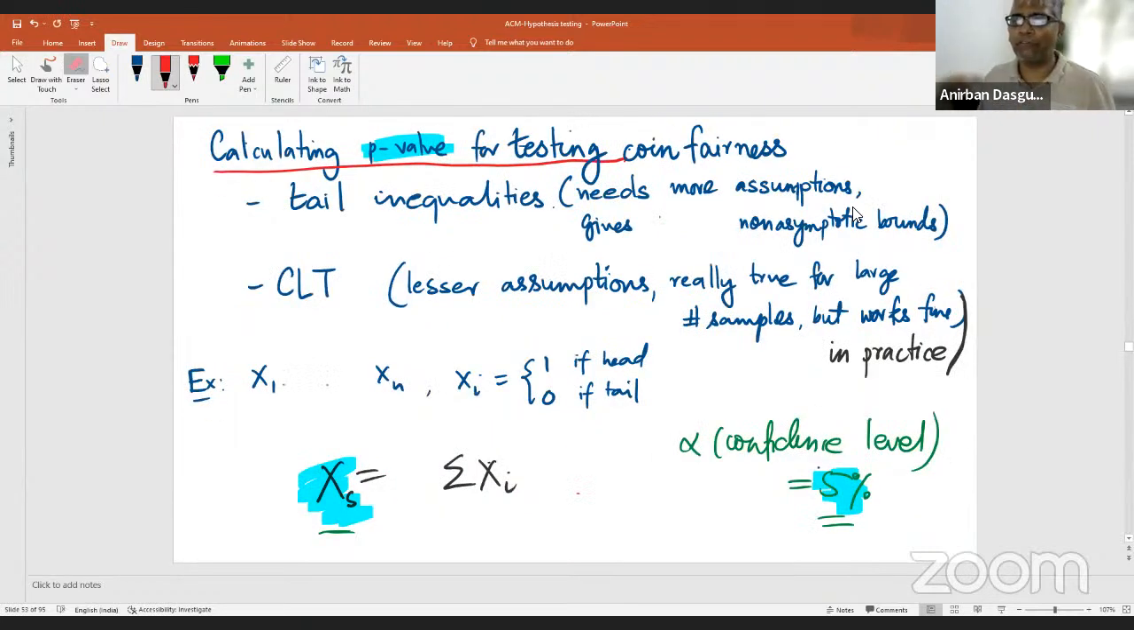So let us calculate the p-value for point fairness. I'm just being very, very deliberate and slow. But let me know if it gets boring.